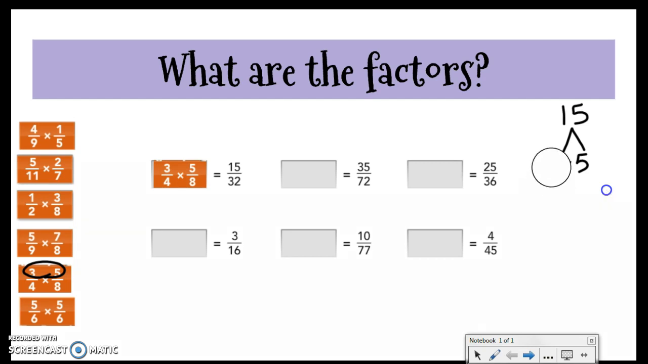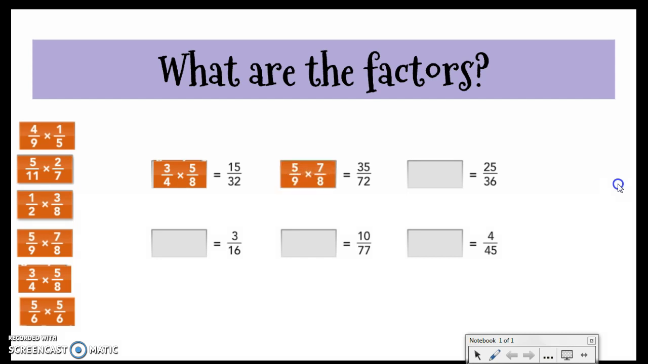The next one, 35 over 72. Well, we have to think about what factors go into 35. We know it can't be 4 times 1. It can't be 5 times 2 because that's 10. It can't be 1 times 3 because that's 3. But 5 times 7 is 35. And our bottom number is 72. Is 9 times 8, 72.